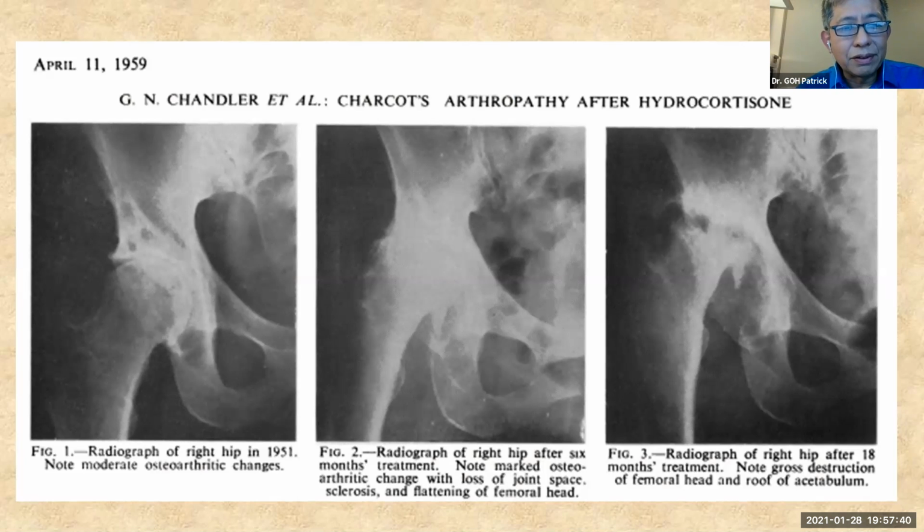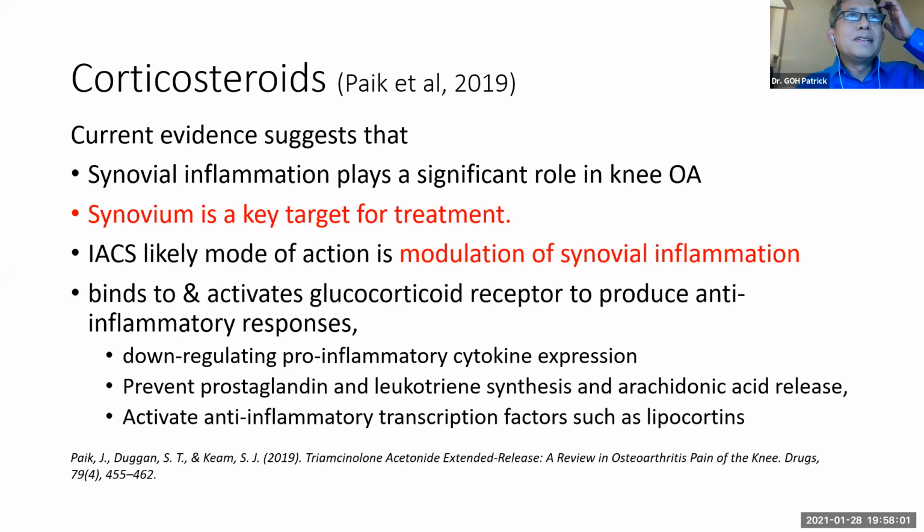The radiograph of a hip in 1951, which was osteoarthritic, and after receiving injection after injection of hydrocortisone, it was completely destroyed, and it didn't look very much like a hip anymore by the time you look at the picture on the right. So let's fast forward now to this era, and this was a nice review in 2019.